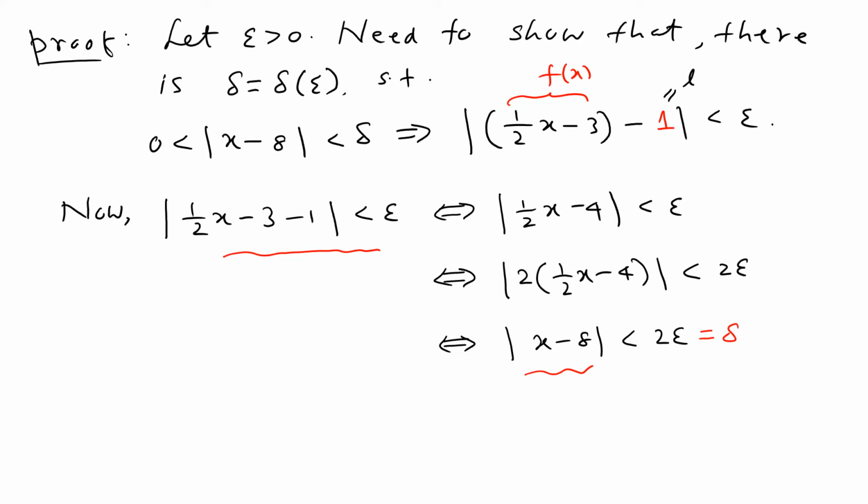For example, you can pick delta equal epsilon. That still works because delta is the gap or the radius from 8. So even if you pick a smaller one, that still works because that's still within that. So you can pick any smaller delta. But we're going to go with this one because that's what we directly get from this one. But again, you can pick anything.